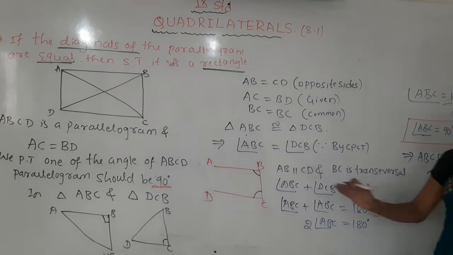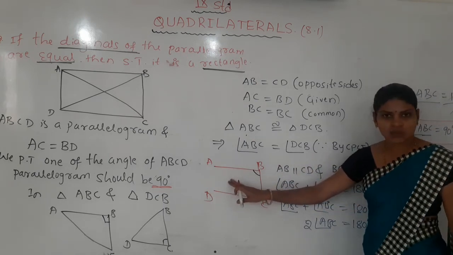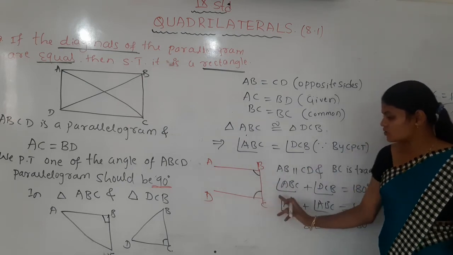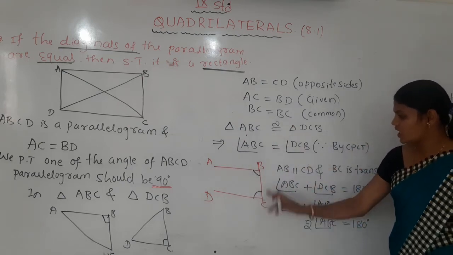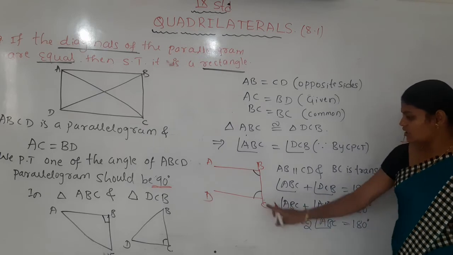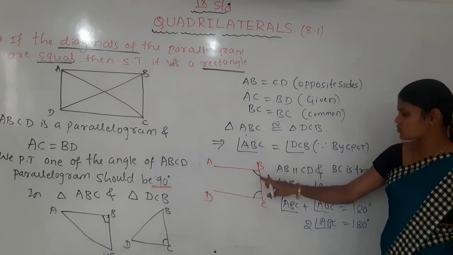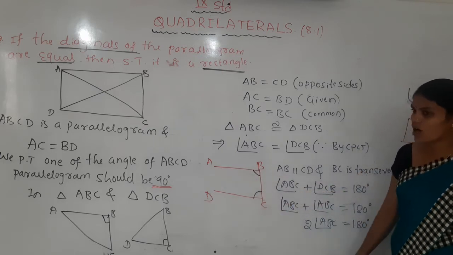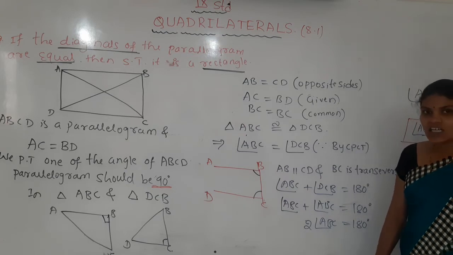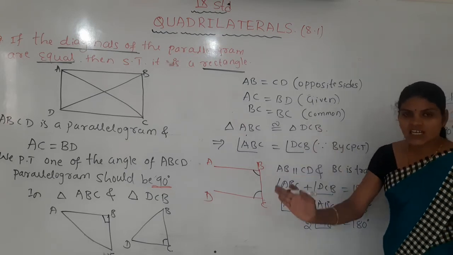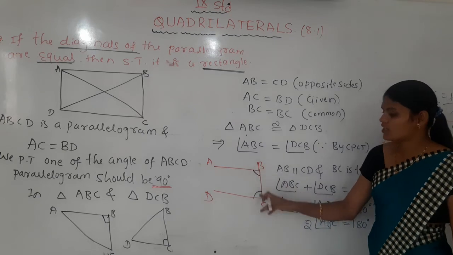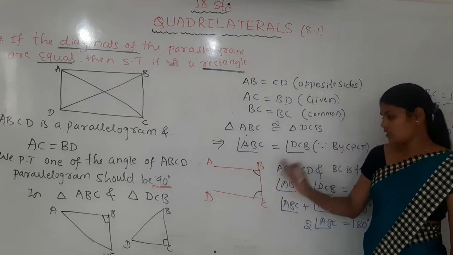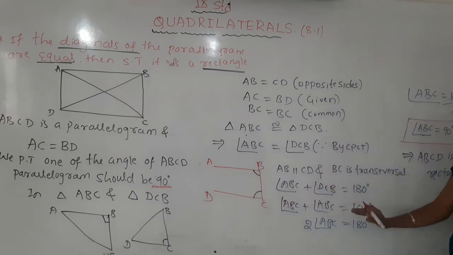Then here we have to take one more concept, that is, AB is parallel to CD and BC is a transversal. Then what about these two angles? These two are supplementary to each other. Why? The interior angles which lie on the same side of the transversal are supplementary. Lines and angles were correct. So if these two angles are supplementary, the sum of these two angles is 180 degrees.